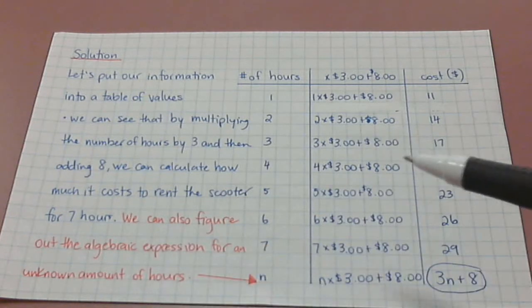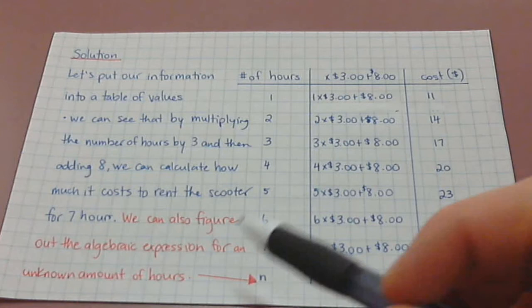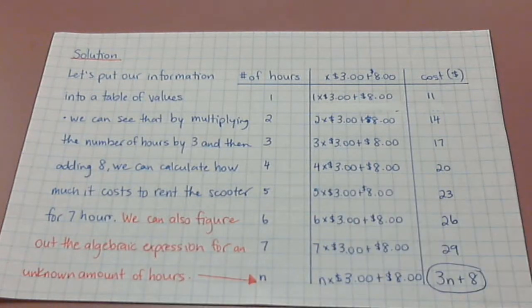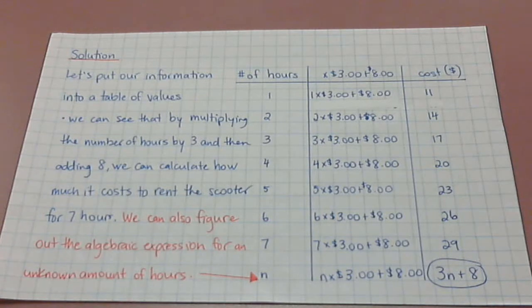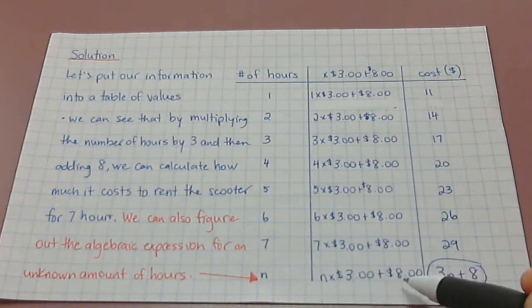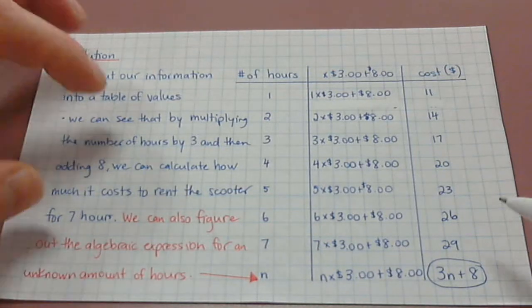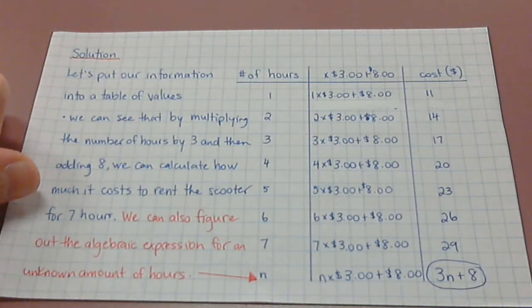What I have here in red is the important part. This is what we're going to be thinking about: we can figure out what's called the algebraic expression, and we've talked about what that is. We can figure out the algebraic expression for an unknown amount of hours, or for n number of hours. So if you have this variable, which is n, you can multiply that by 3 and still add 8, and then what you end up with is this algebraic expression of 3n + 8, which is the same thing as saying 3 times n plus 8. And that's for any number of hours.